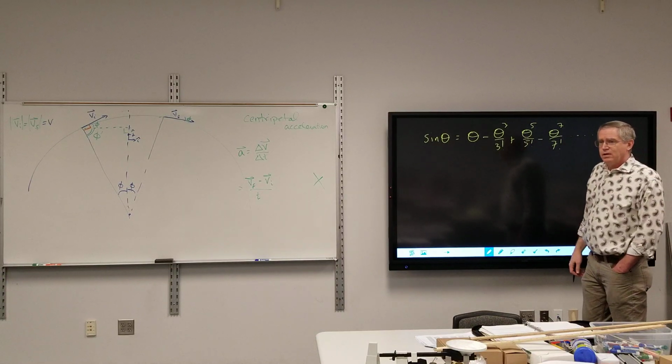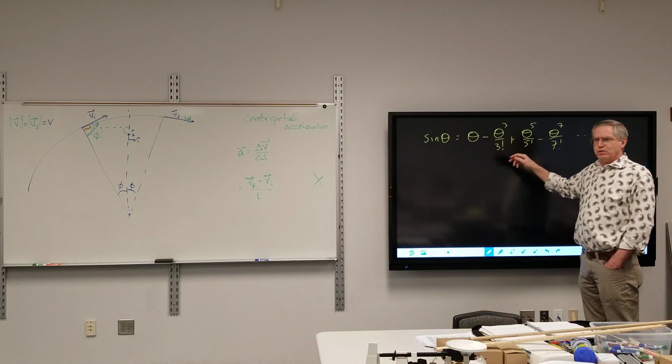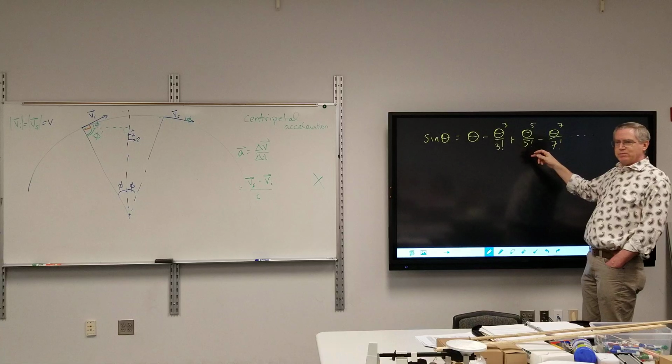Yes? Is that on the bottom, like 3 to the power of 1? No, 3 factorial is 3 times 2 times 1, 5 factorial is 5 times 4 times 3 times 2 times 1.